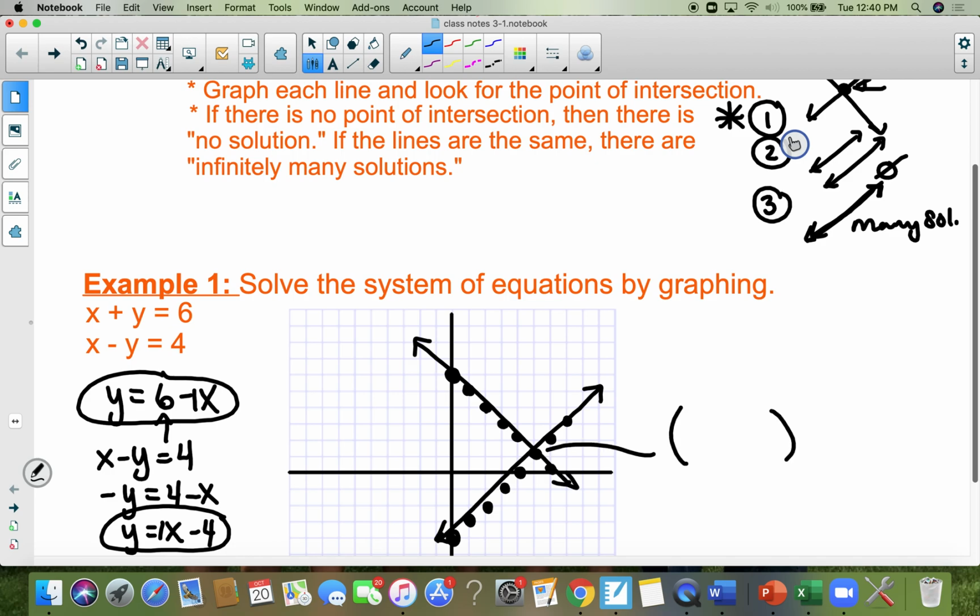The solution to this problem is 5, 1. What this means is I found the answer that works in both of these, and I can check it. 5 plus 1 equals 6, 5 minus 1 equals 4. So I found the right solution that works in both of them.